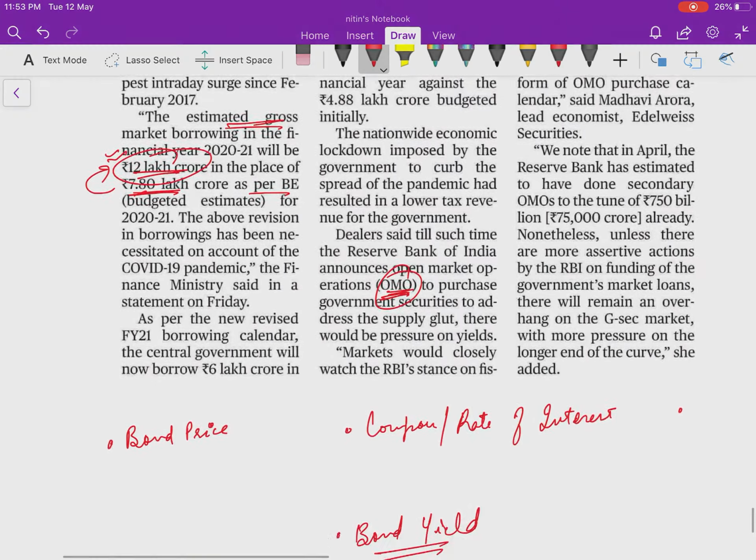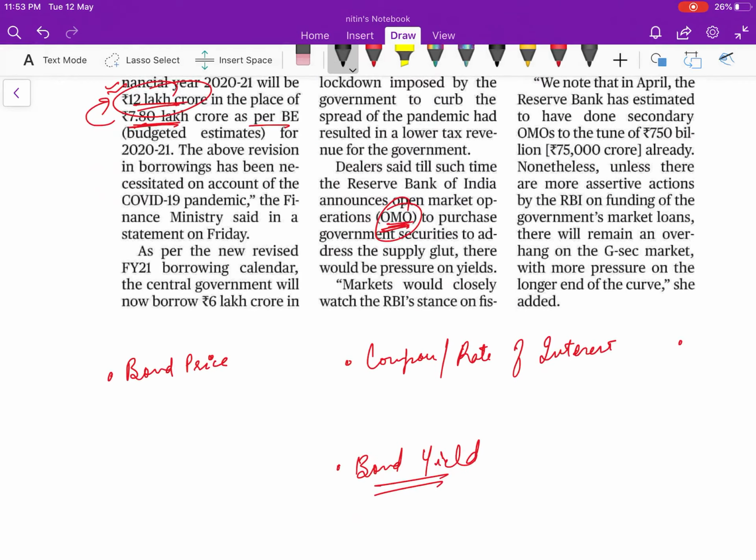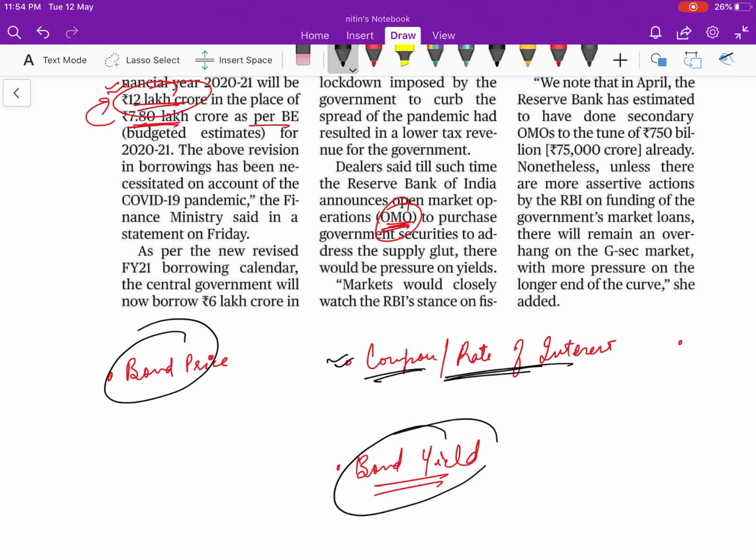So there are 2-3 points, 2-3 terms you need to remember. One is bond price. Then there is coupon or rate of interest, and bond yield, and how they are interlinked and how they are related to the economic health of the country. These bonds are basically government bonds we are talking about, or GSEC, government securities to be precise.